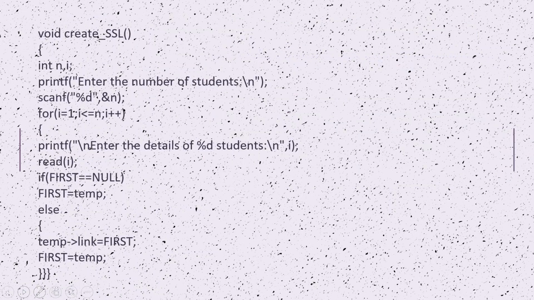If you remember, the first insertion is at the beginning. So I am going to create the singly linked list. The number of students can be many, so I will ask the user first for the number of students. Percentage d, ampersand n. So for each student I will be reading the information. For i equal to 1, i less than or equal to n, i plus plus, you will be calling this read function. That means putting the data basically.